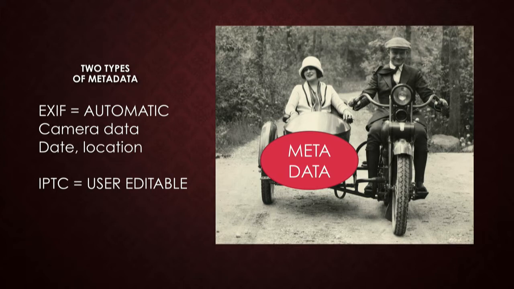That is the user editable data that you can go in and type into your photo. The EXIF data is kind of what gets captured by your digital camera. It's got things like the date the photo was taken, the location, the shutter speed, and that kind of thing on your camera. So if you have trouble remembering which is which, I think of IPTC as standing for I put this in my computer. It's lame, but it works.